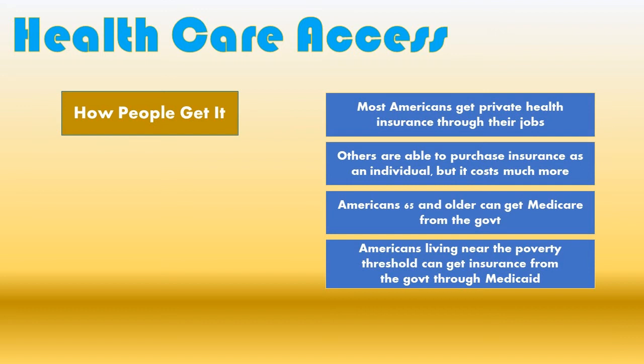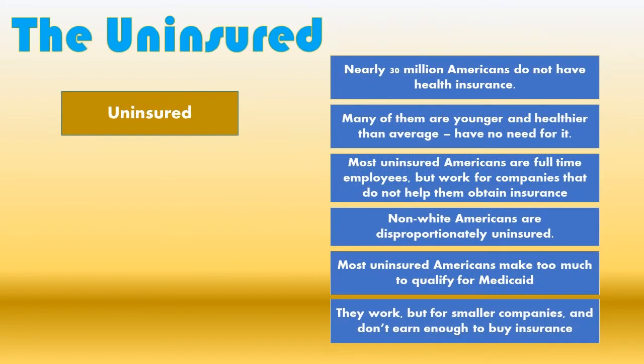We know old people get Medicare, and we know that people who don't have the means to pay for health insurance get health care through Medicaid. We still have millions of people in the country without health insurance. Almost 30 million people in this country don't have health insurance. A lot of them are young people, and young people tend to be healthier. So, like, they don't have health insurance because they feel like they don't need it.